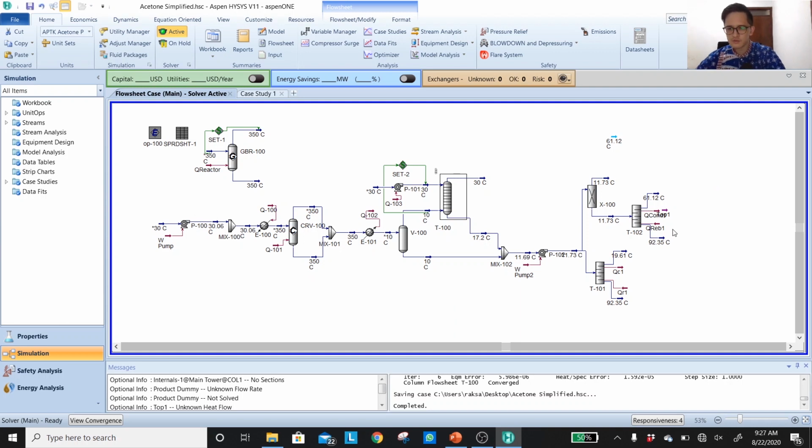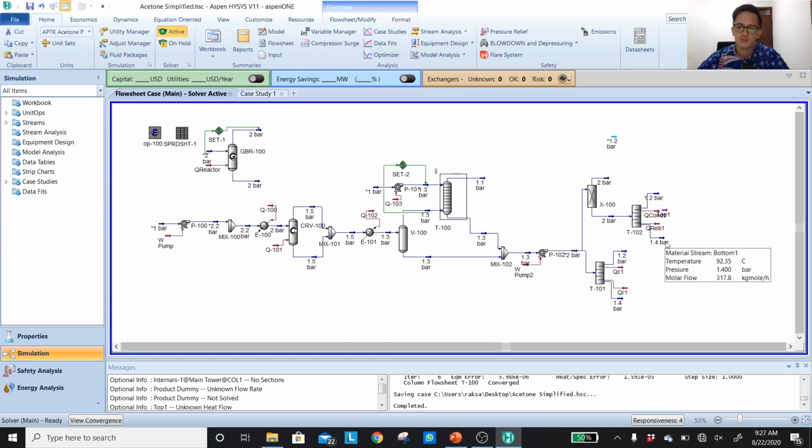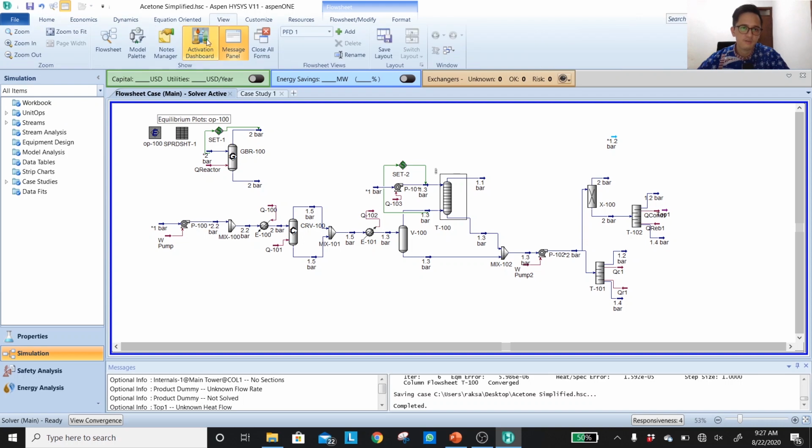Okay, so next I will send it to my second distillation column, which is coming from the bottom of the first distillation column. And again, to check the pressure. The pressure is already at 1.4 bar, so maybe you will need another pump over here. Again, in practice, you will have a lot of pressure and elevation, so it's logical to have a pump.